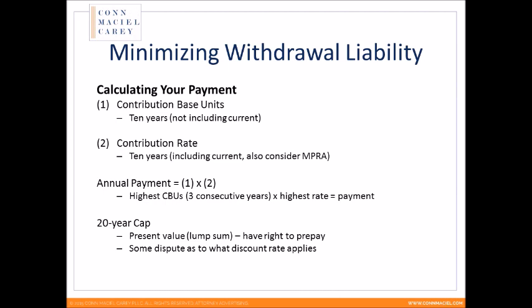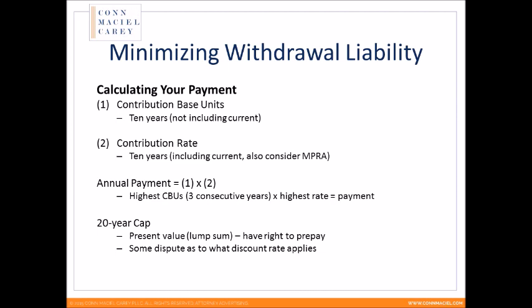You look back at the last 10 years, not including the current year, and look at your CBUs for those 10 years. You take the highest 3 consecutive years out of those 10 years and average those. That's your high year CBU, as it says down below in the formula, annual payment. Your second factor is your contribution rate. You look at your highest contribution rate in your last 10 years. You multiply that with the high year CBUs, that's your annual payment.